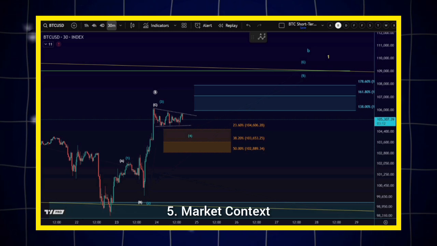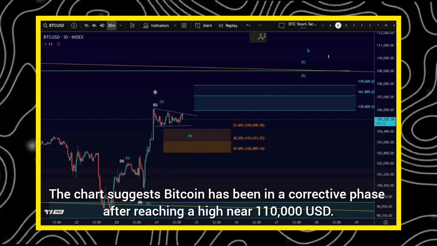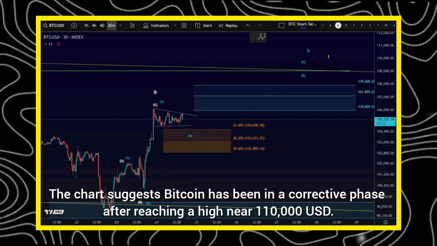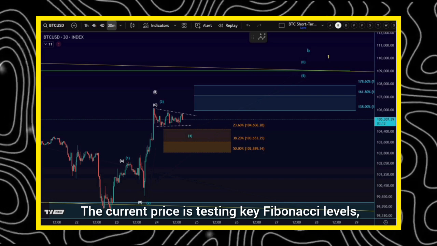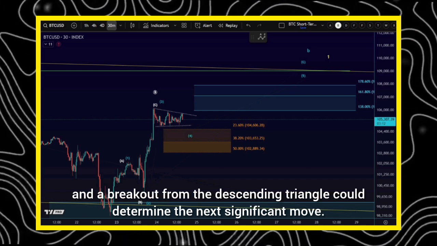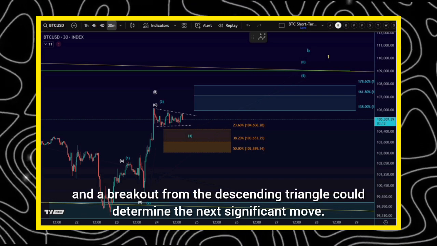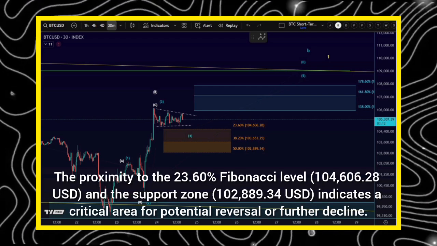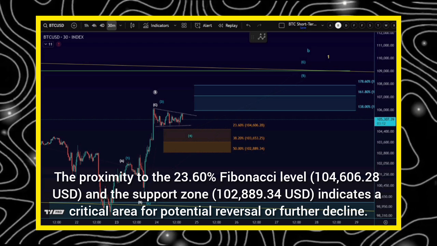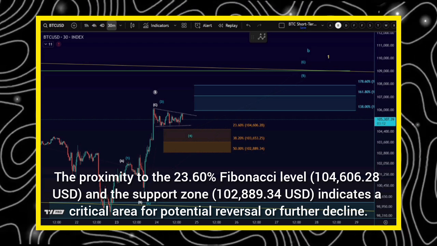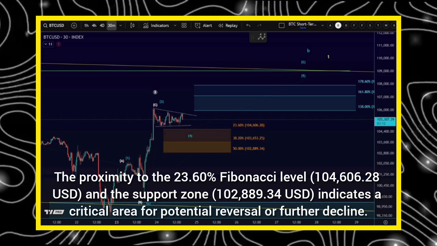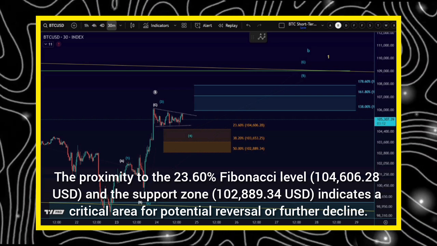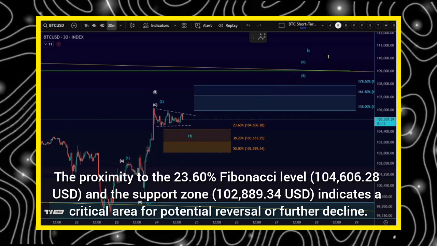5. Market context. The chart suggests Bitcoin has been in a corrective phase after reaching a high near 110,000 USD. The current price is testing key Fibonacci levels, and a breakout from the descending triangle could determine the next significant move. The proximity to the 23.60% Fibonacci level, 104,606.28 USD, and the support zone, 102,889.34 USD, indicates a critical area for potential reversal or further decline.